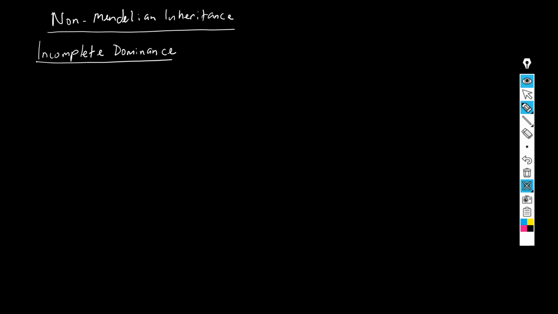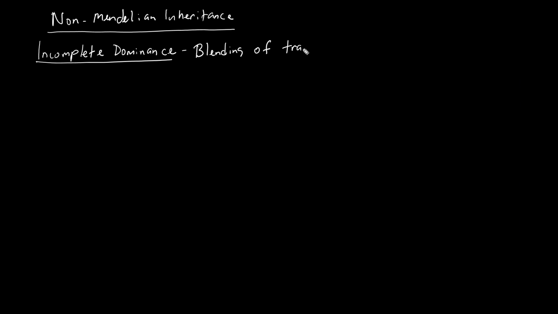And I'm going to give you a very simple non-textbook definition of incomplete dominance. We're going to define this as a blending of traits. So where this is different from complete dominance is in complete dominance, you have one trait that's dominant and one trait that's recessive. In incomplete dominance, neither trait is dominant. Neither trait is dominant to the other.